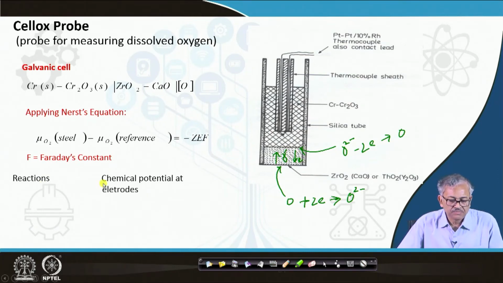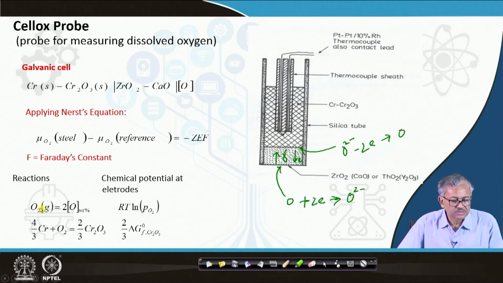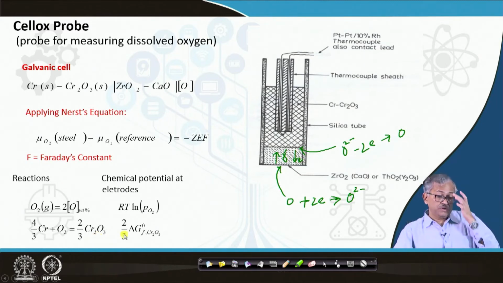And the reaction and the chemical potential at the electrodes you can write, there is the oxygen. You can write this way also, that is the oxygen gas forming the two dissolved oxygen, and the chemical potential is RT ln PO2, where PO2 is basically the partial pressure of oxygen here, and 4/3 Cr plus O2 forming 2/3 of Cr2O3. So here your mu O2 reference is 2/3 of the standard free energy of formation of Cr2O3, because it's 2/3 you can find. So you can get these two things.